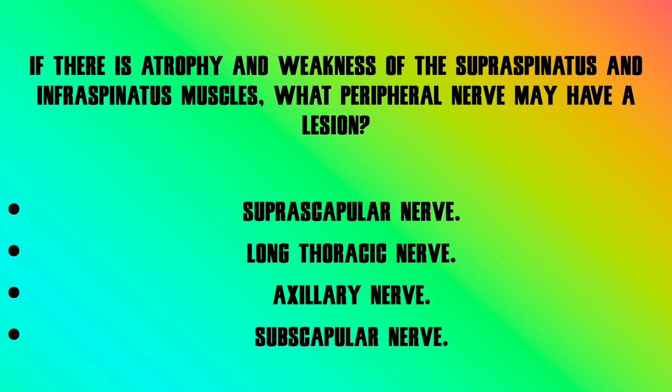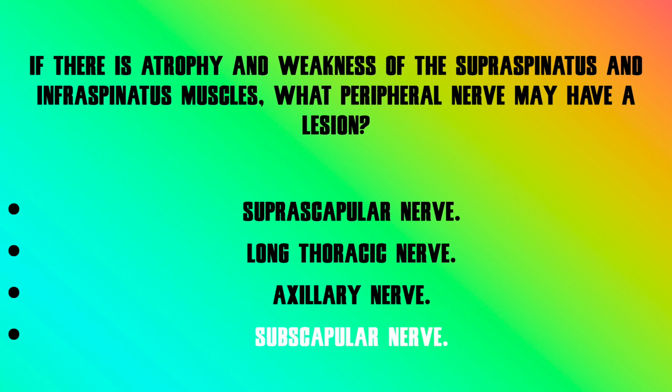If there is atrophy and weakness of the supraspinatus and infraspinatus muscles, what peripheral nerve may have a lesion? The answer is suprascapular nerve.